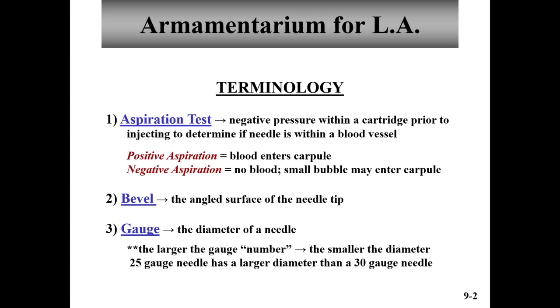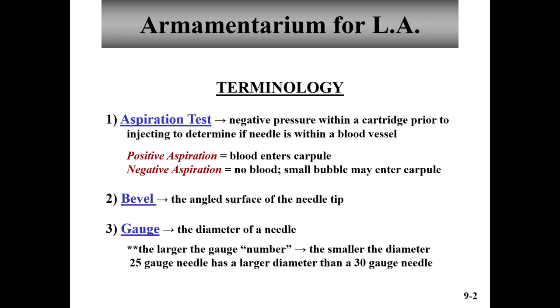When we're talking about aspiration, it means creating a negative pressure within the syringe so that you can determine whether or not you're in a blood vessel. And we want a negative aspiration before we deliver the local anesthetic. And we'll cover that under technique in the next chapter.